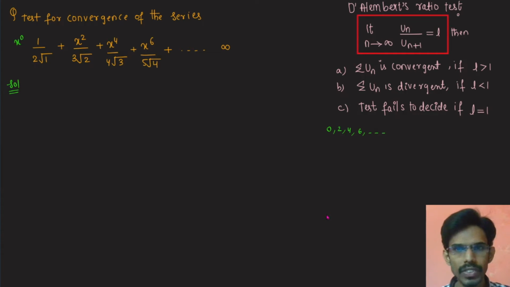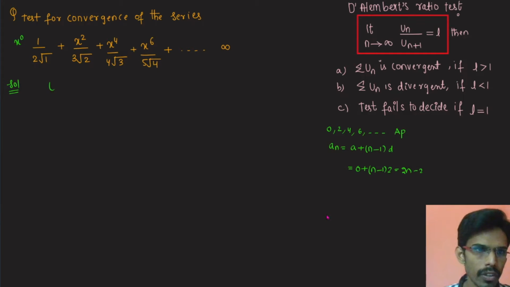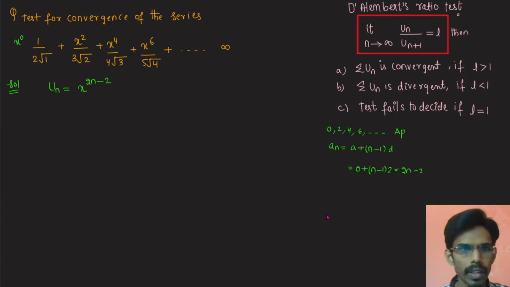So this given series is in arithmetic progression with general term an equals a plus n minus 1 into d. Here a is the first term, n minus 1 is the multiplier, and the common difference is 2. So we are having 2n minus 2. So the numerator for the general term un will be x power of 2n minus 2.